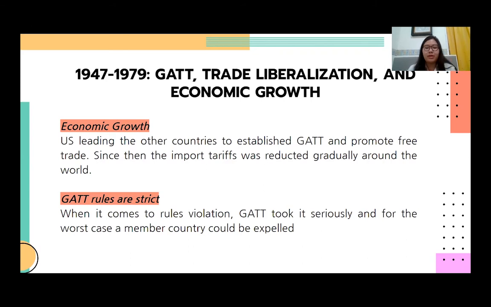Here's the interesting part. GATT has been very strict about violations of its rules, so that when one country's trading partner was violating the regulations, the country could ask the Geneva-based bureaucracy that administered the GATT to investigate. If the report was found true, the member countries could be asked to pressure the offending party, or the cheating country, to change the policy. And if they denied it or didn't want to change their policy, in the worst case they could be expelled.